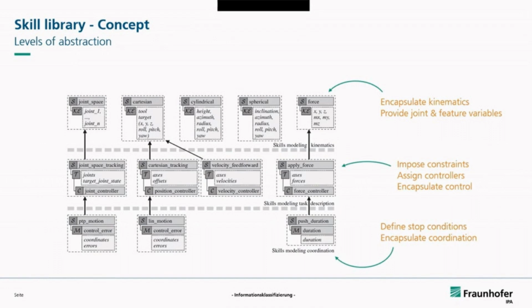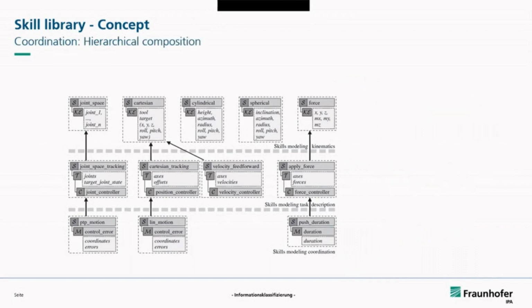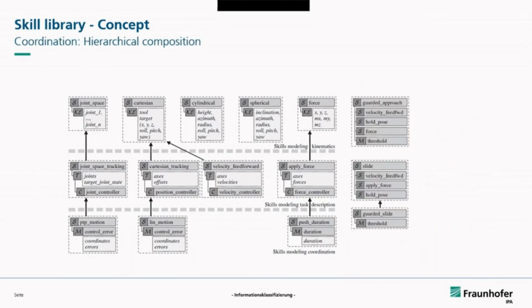This highlights the three-step approach of Pitasc. First, encapsulate kinematics, provide the measurements, then add controllers, and finally define a stop position. Additionally, you can combine any skill that you like. Two examples here would be guarded approach and a skill slide.